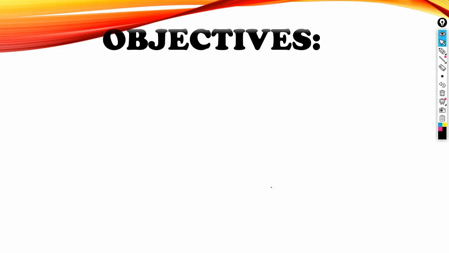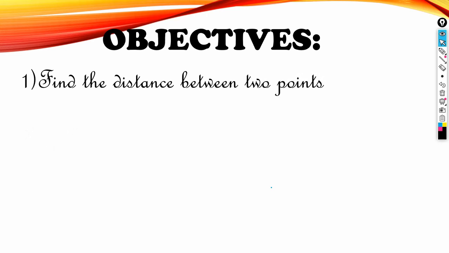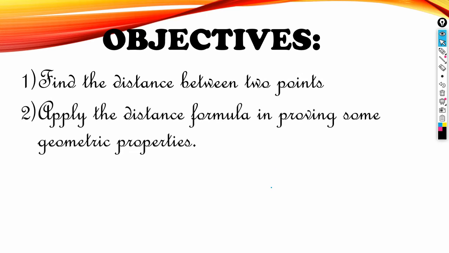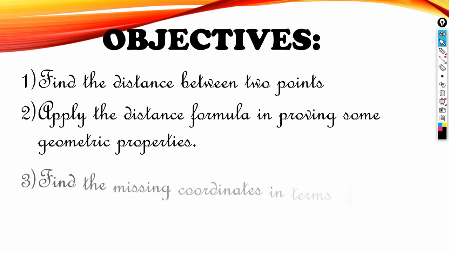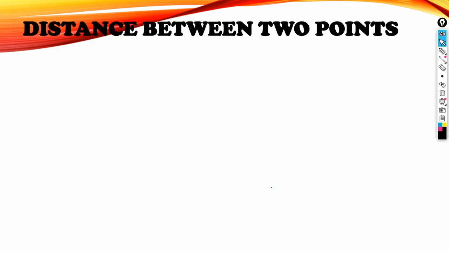So, objectives of our lesson, first, you are going to find the distance between 2 points. Second, apply the distance formula in proving some geometric properties. And third, find the missing coordinates in terms of the given variable. So as a start, let us find the distance between 2 points.